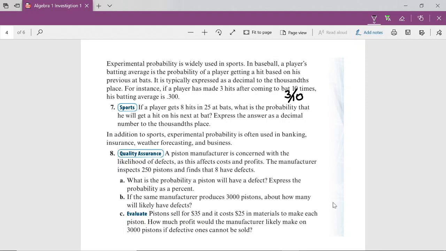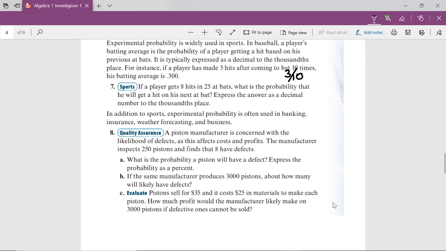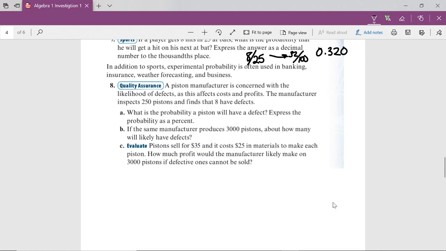And so we're going to do the same type of thing for number 7. If a player gets 8 hits in 25 at-bats, what's the probability that he will get a hit on his next at-bat? So we take my experimental probability, 8/25, and turn it into a decimal. I would actually just get this to 100 and say that's 32 over 100, which is 0.32, and then there's a little 0 here at the end to get it to the thousandths place. Something like that would work just fine to find that experimental probability.